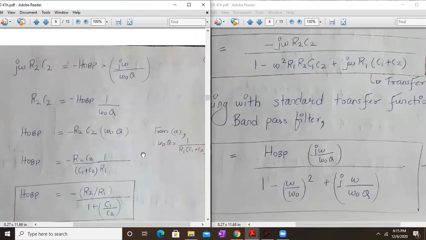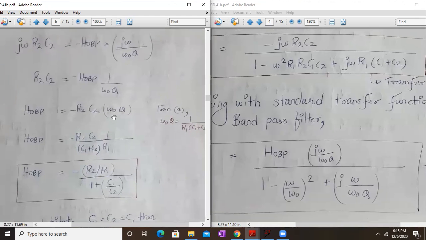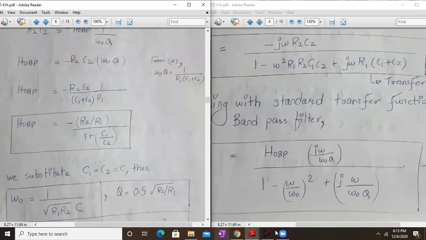So 1 upon omega naught q, here it is. Omega naught into q will be 1 upon R1 into C1 plus C2. So HOBP will be given by the expression minus R2 upon R1 in the numerator, and the denominator we have 1 plus C1 upon C2.